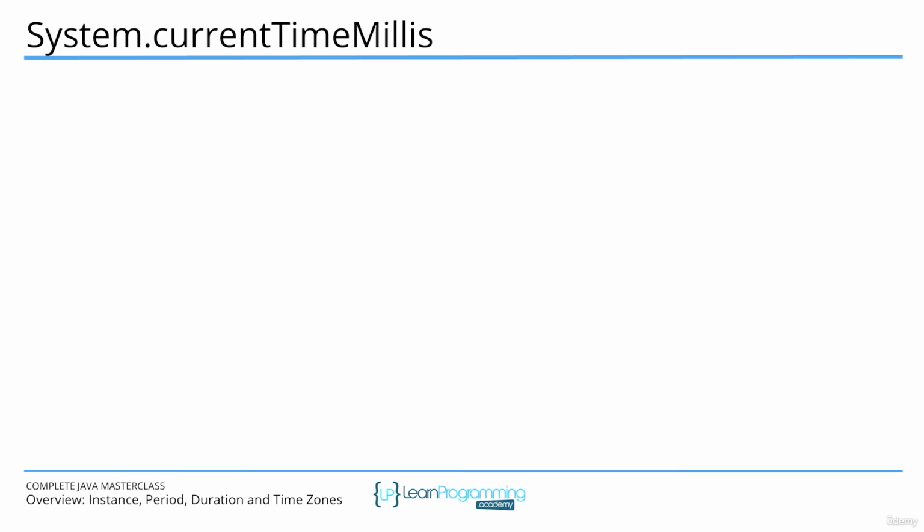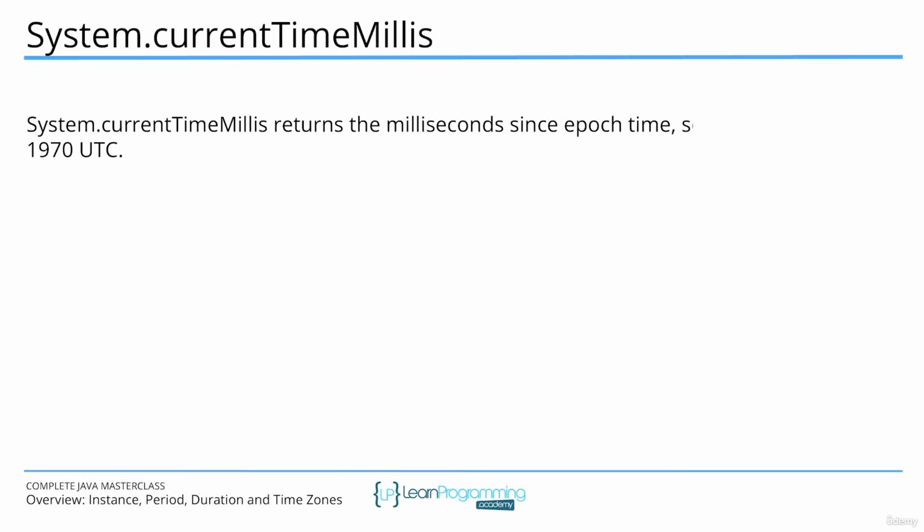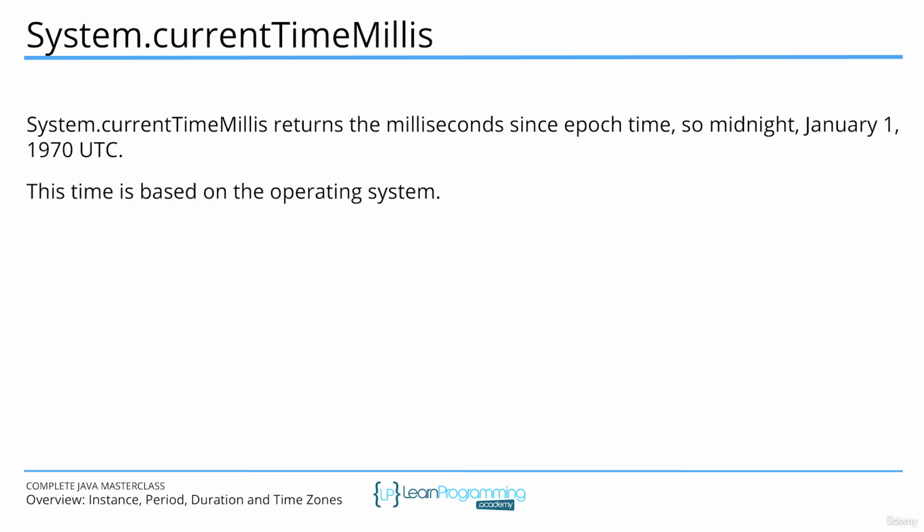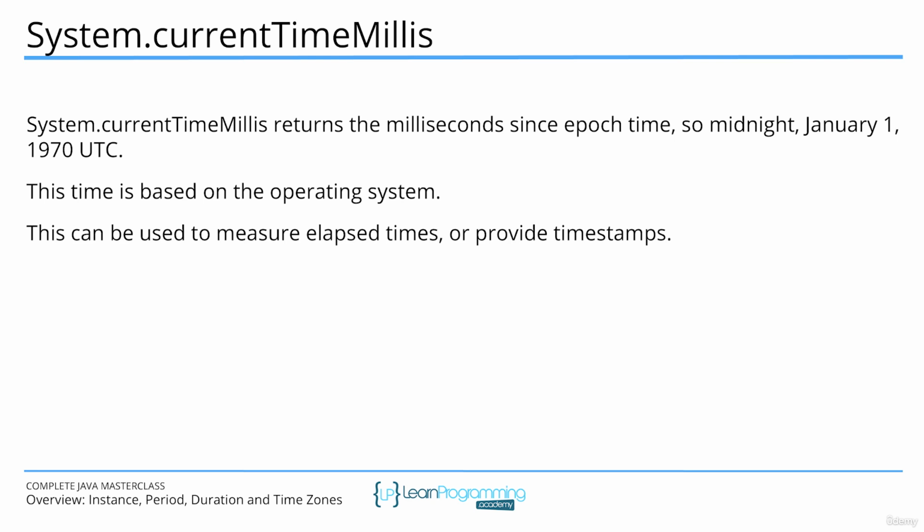Finally, I just want to talk about the two methods on the System class. System.currentTimeMillis returns the milliseconds since epoch time, so midnight, January 1st, 1970 UTC. This time is based on the operating system. This can be used to measure elapsed times or provide timestamps.